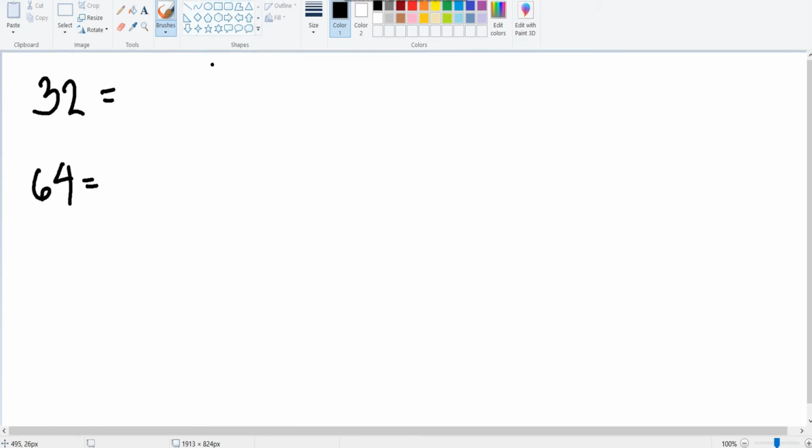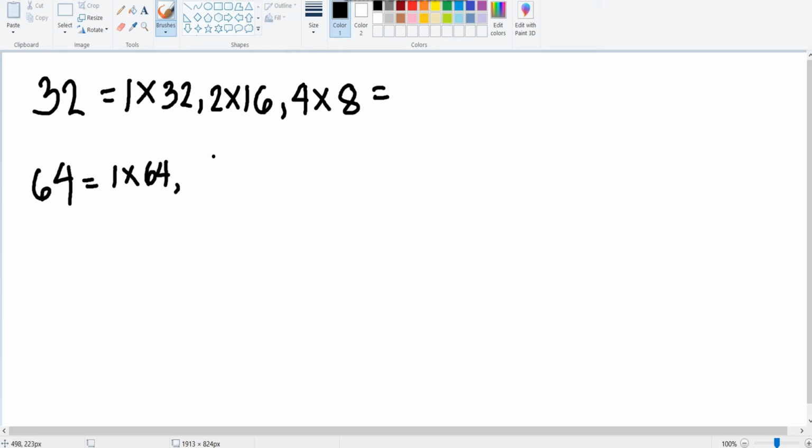Let's have another example. We have 32 and 64. So let us find their factors first. Start with 32. So we have 1 times 32. Next is 2 times 16, followed by 4 times 8. How about in 64? We have 1 times 64, 2 times 32, and 8 times 8. Now, after listing all their factors, let us list the numbers without the multiplication sign.